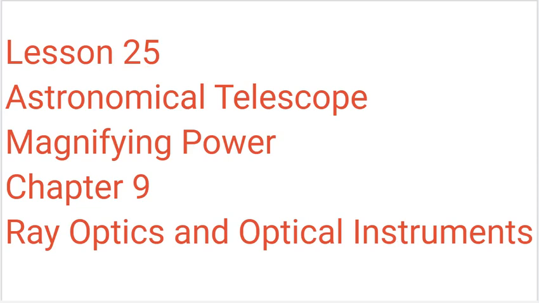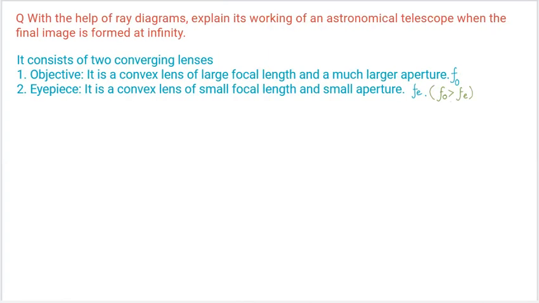In this lesson, we will discuss the working of the astronomical telescope when the final image is formed at infinity. After discussing the working, we will derive the magnifying power of the astronomical telescope when the final image is formed at infinity. Usually, your astronomical telescope is in this configuration where the final image is formed at infinity. Now, why is it so?